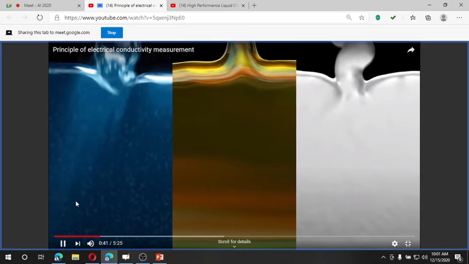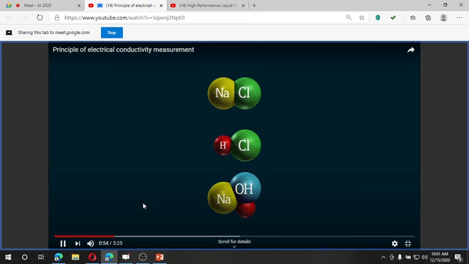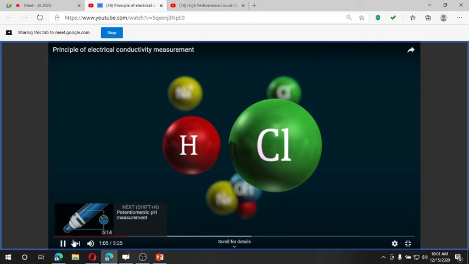Let's start with a closer look at why liquids are conductive. The electrical conductivity of a liquid arises from the dissociation reaction of soluble salts, acids, and bases to form positively charged cations and negatively charged anions. These ions contribute to the charge transport in the electrical field. Okay, so you have these positive and negative ions which contribute to the net current.